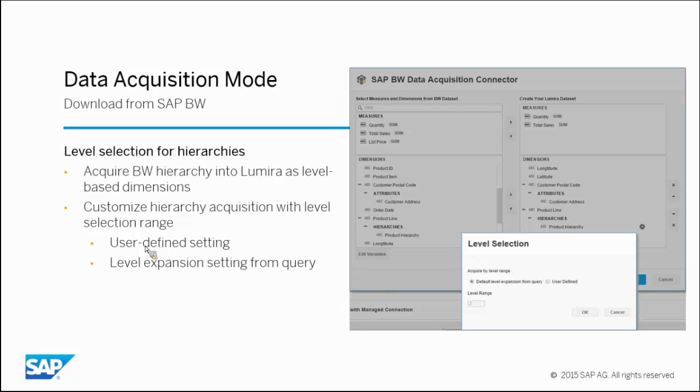Another important thing here is that within Lumira, all the levels are acquired as dimensions, but the application takes care of creating a hierarchy, making use of all the level-based dimensions which are acquired for a particular hierarchy selection during the acquisition workflow.